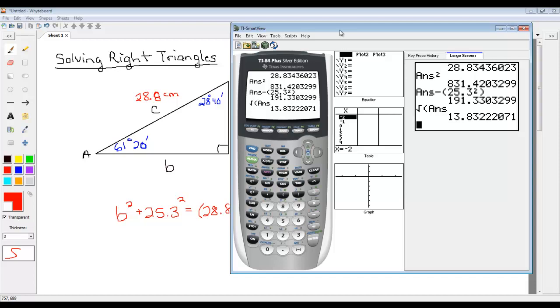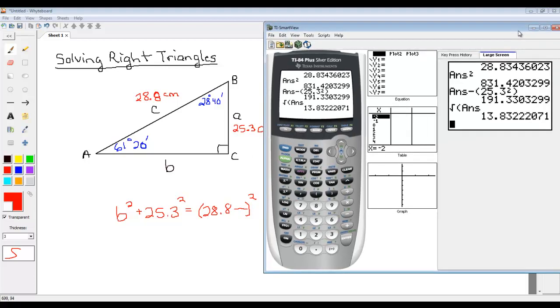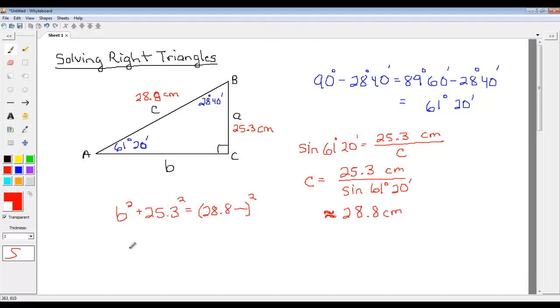So basically I squared the 28.83436023, then subtracted the 25.3 squared, because I'm trying to solve for b squared. Then b squared equals this value, and I took the square root. It's the length of a triangle side, so I just need the positive square root. We can round to the tenth place, giving 3 significant digits, so 13.8. So B is about 13.8 centimeters.